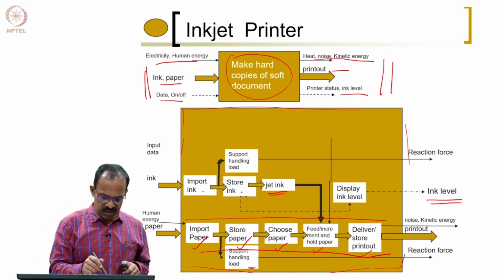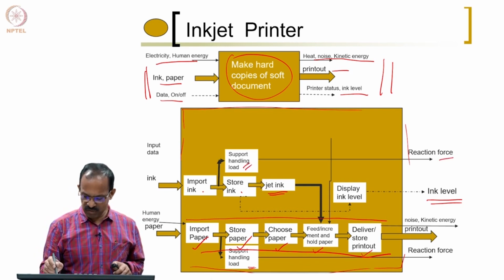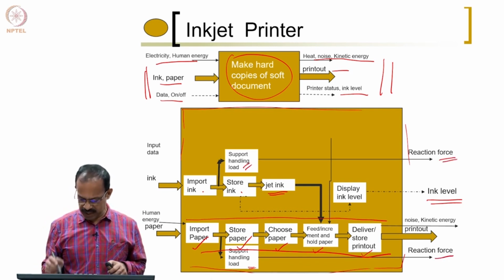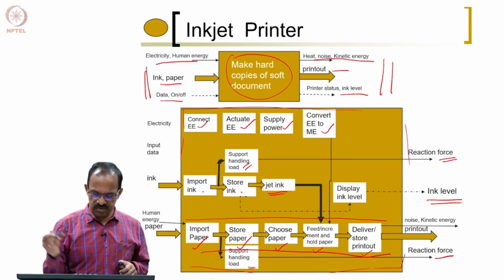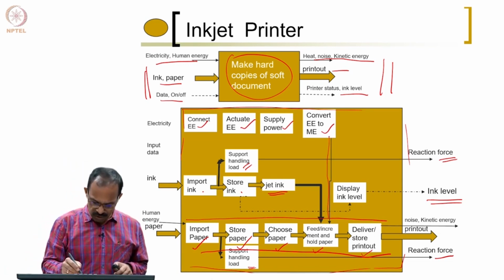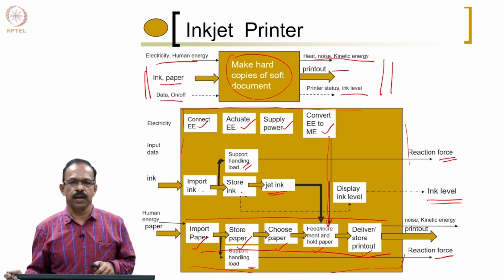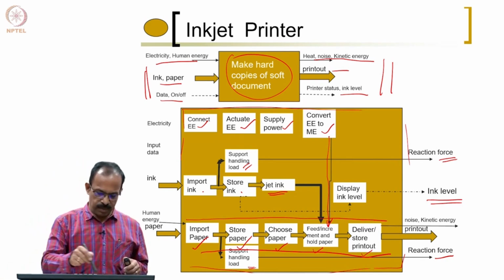And if there is storage, then you also need to have handling loads, support handling loads, and the reaction force will come as an output here and here. Then electricity: connect electricity, actuate electricity, supply power, convert electricity to mechanical energy. And that mechanical energy is used here for incrementing the paper. So now we know what is happening to the paper and what is happening to the electricity.